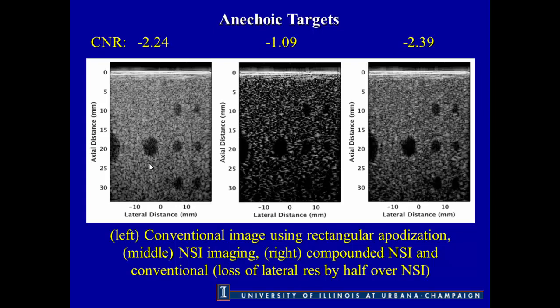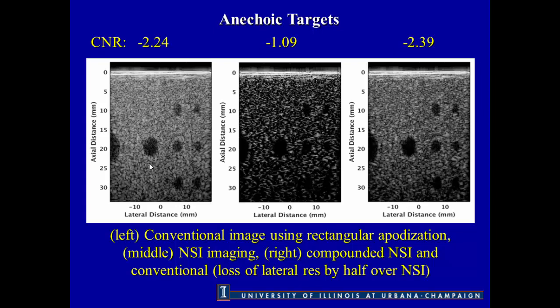But we did something really simple, something naive. We just took the conventional rectangular image and our NSI image, and averaged the two together. When we did that, we got an improvement in the CNR in this particular image. It should be more clearly able to spot these anechoic targets compared to this image over here, even the smaller ones where you've got less stuff in the middle. And you've got a little bit better resolution too.